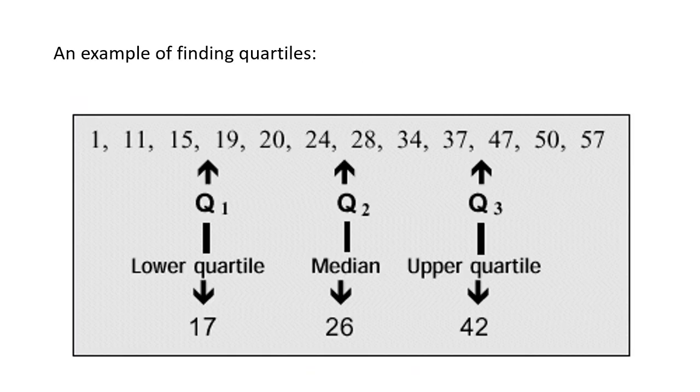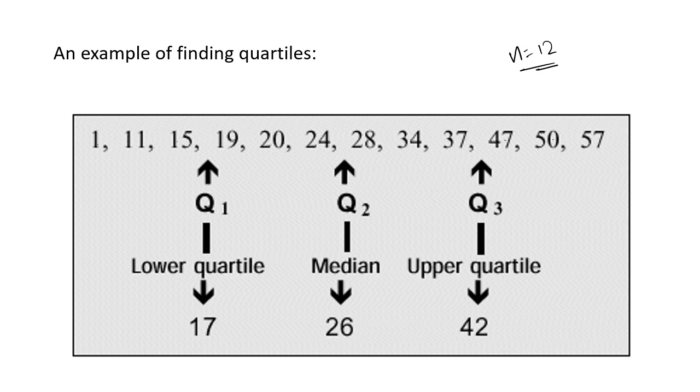So let's look at an example of finding the actual quartiles. We kind of went through a rough sketch of it on the previous slide, but let's go through the actual process. So here's our data set: 1, 11, 15, 19, 20, 24, 28, 34, 37, 47, 50, and 57. If I go through and count 1, 2, 3, 4, 5, 6, 7, 8, 9, 10, 11, 12, so I have n equals 12 data points. The size of my data set is 12.